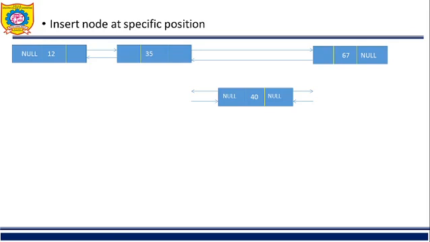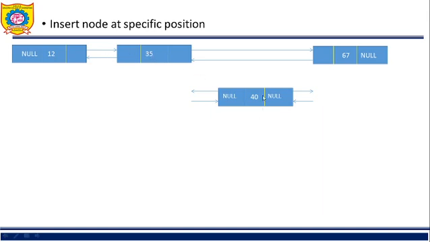Insert node at specific position. For example, this is the node that we want to insert after 35. So in this operation, first of all we need to ask the user after which data you want to insert a newly created node. If the user says after 35, then you have to search for this 35 in the list.